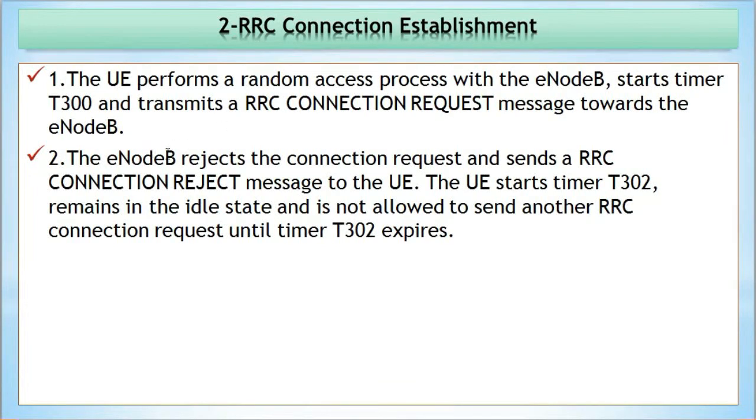The eNode B rejects. In the second figure you see the eNode B rejects the connection request and sends an RRC connection reject message to the UE. And the UE starts timer T302, remains in the idle state and is not allowed to send another RRC connection request until timer T302 expires.